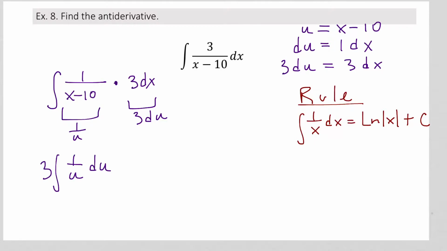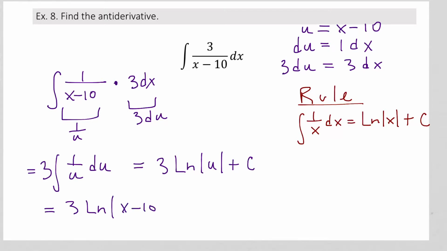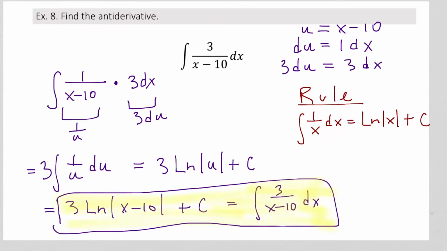So this means that we have 3 times the natural log of the absolute value of u plus c. Now I go ahead and put my x minus 10 back in. So I've got 3 natural log of x minus 10, the absolute value of it, plus c. And there we go.